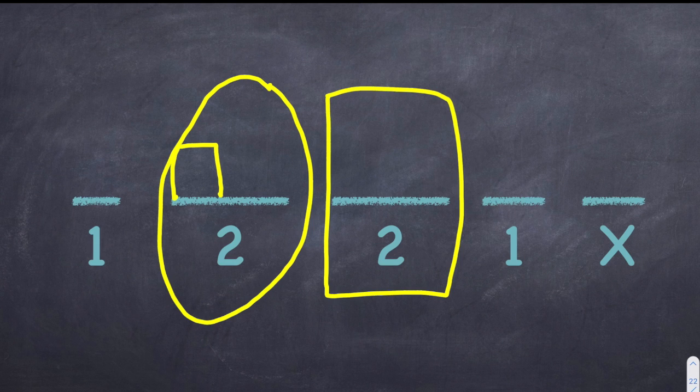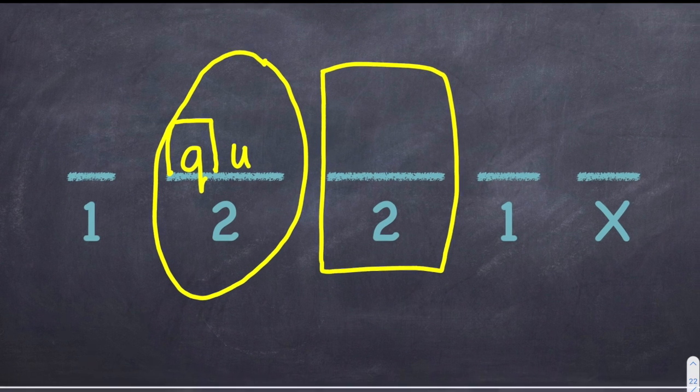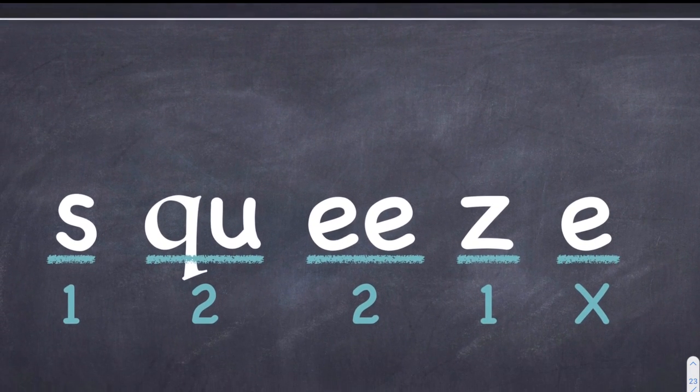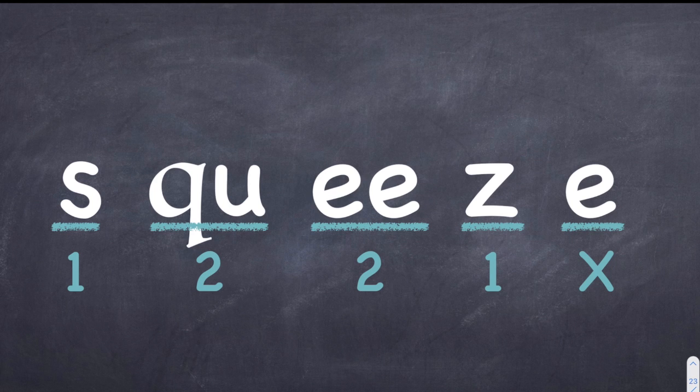Now, for qu, if you put a Q, great. But Q is never, never, never without a U. Q and U always go together. So if this is what you did to spell squeeze, great job.